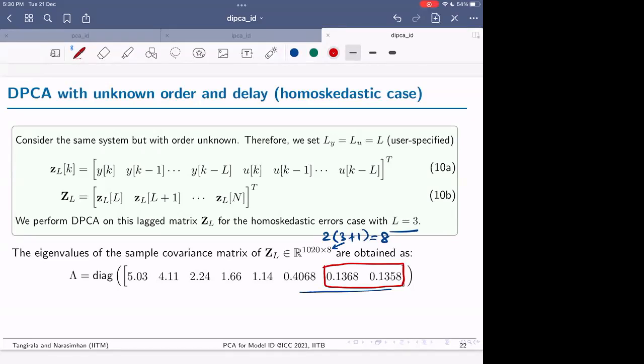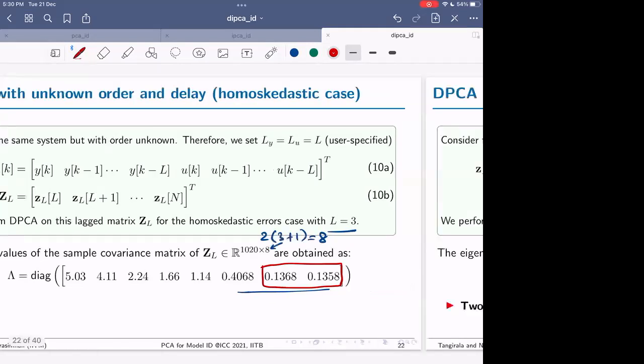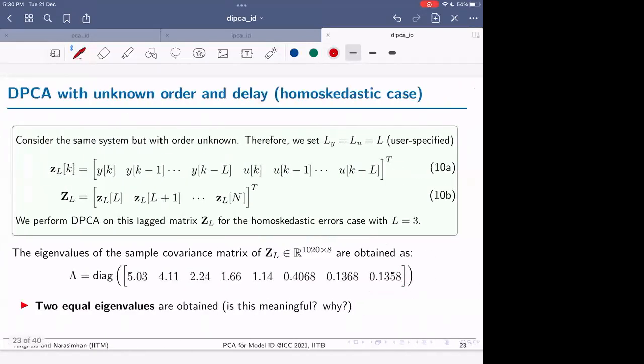Now, that's a bit surprising, isn't it? Because we said it's a seesaw system, there has to be only one constraint. So is this meaningful? And the answer is yes, it is meaningful, because we have overstacked, we have exceeded the true order.